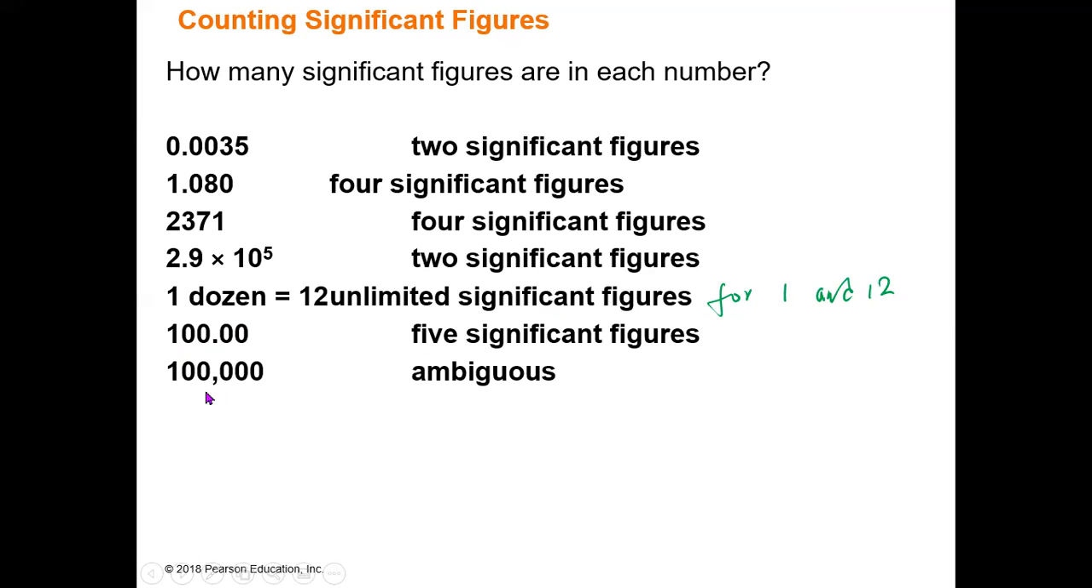And then this 100,000 as written is ambiguous because we don't have a decimal point written. So therefore we see it's ambiguous. But if you know somehow how many sig figs this number has, then you can use scientific notation.